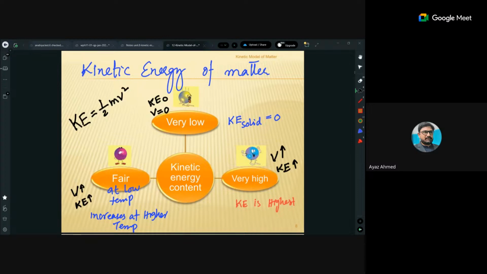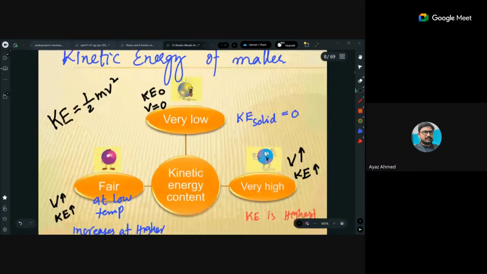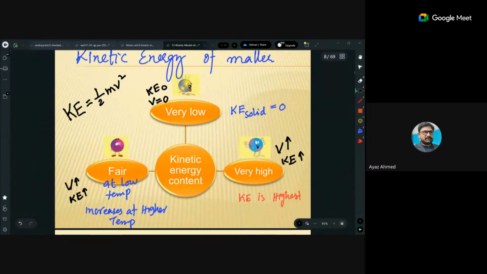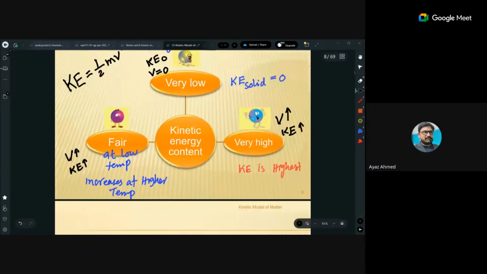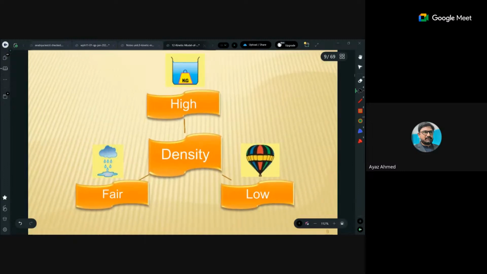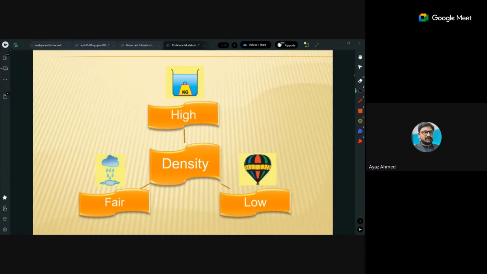They can move from a lower point to a higher point. That makes them move in the liquids, just like in convection currents. Okay? So is this clear to you? Yes, sir. Okay. The next is related to the density of the materials, that is, density of the matter.